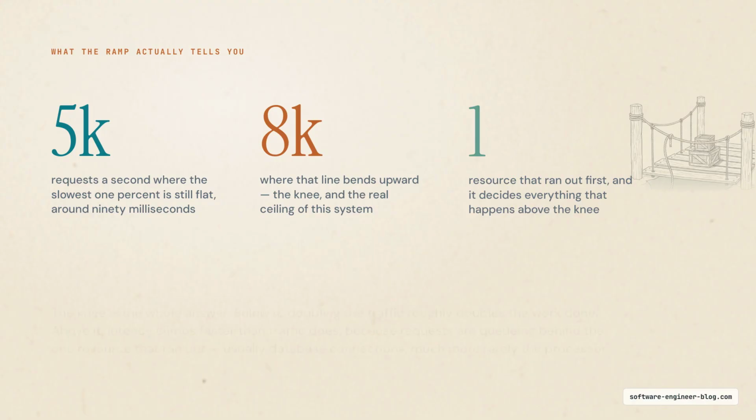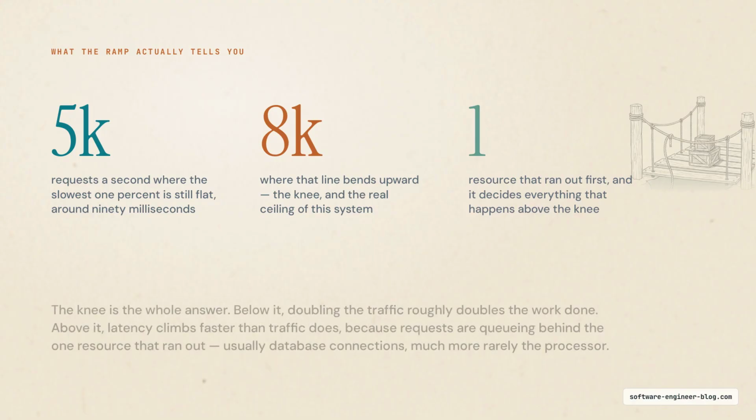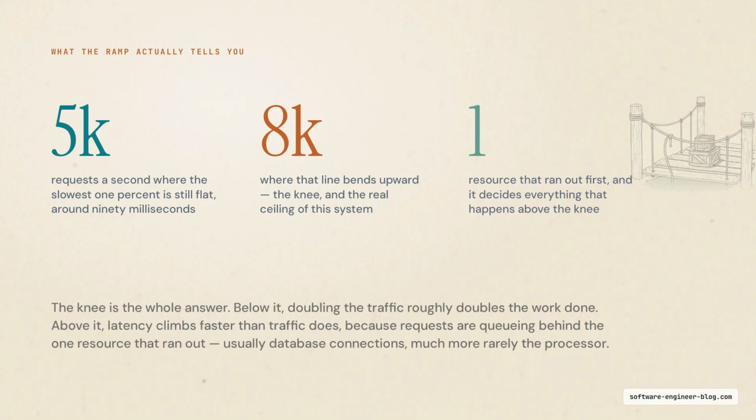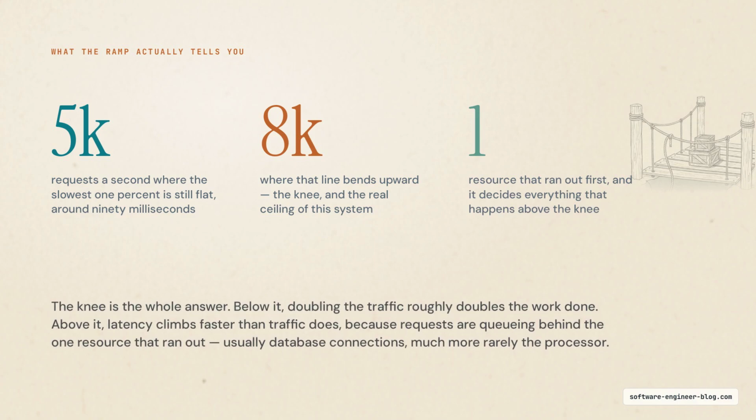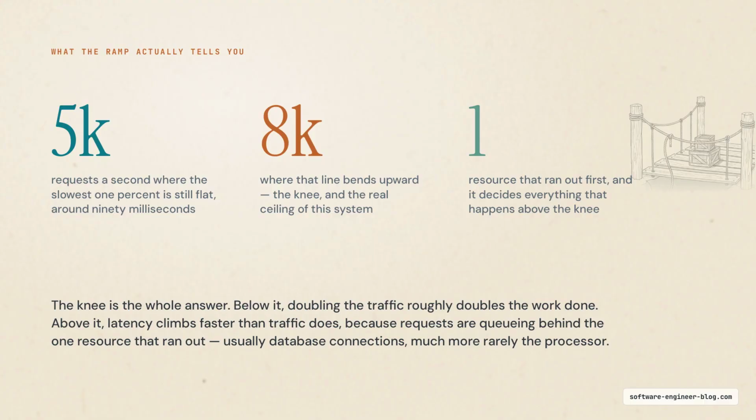There is always exactly one resource that ran out first, and that one resource decides everything that happens above the bend. Below the knee, doubling the traffic roughly doubles the work you get done. Above it, the waiting time climbs faster than the traffic does, because requests are now queuing behind whatever ran out. In practice, that is usually database connections. It is much more rarely the processor, even though the processor is the thing most people watch.